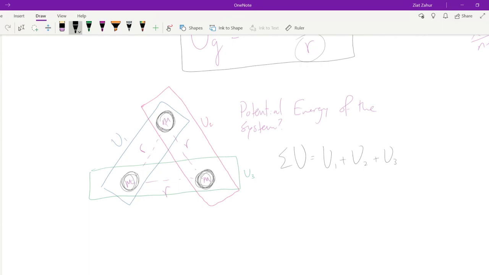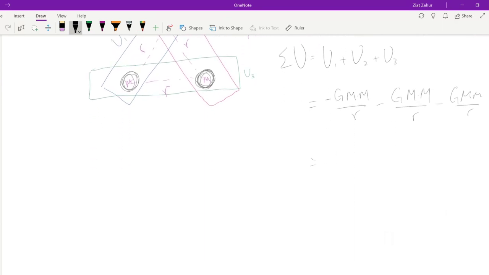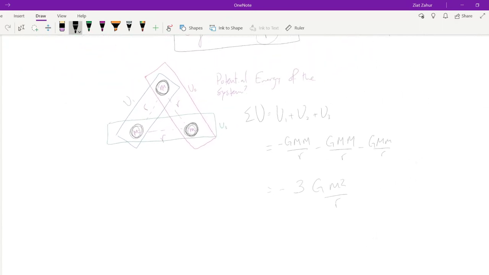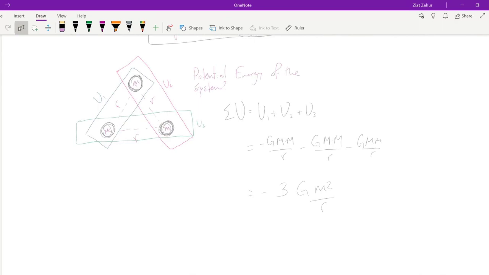Energy is scalar, so you can always just add them. Since energy is a scalar, we'll just add everything up. So this is negative G m times m over r minus G m times m over r minus G m times m over r. Well, we get negative 3 G m squared over r. So that's the energy of our system. It's a negative amount of joules.